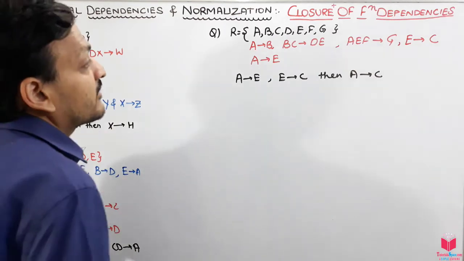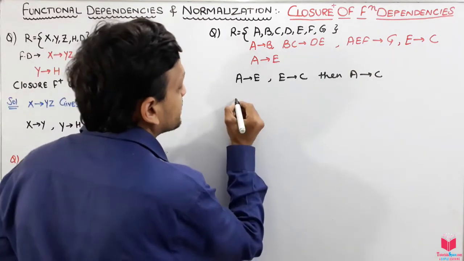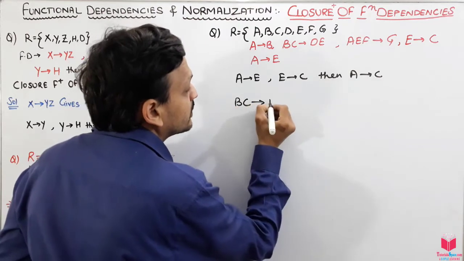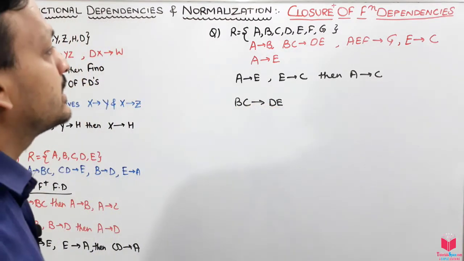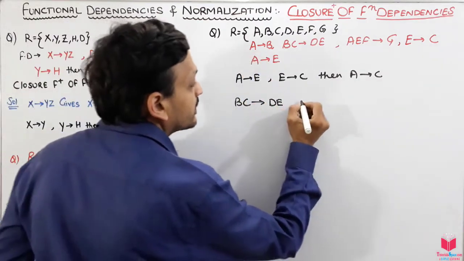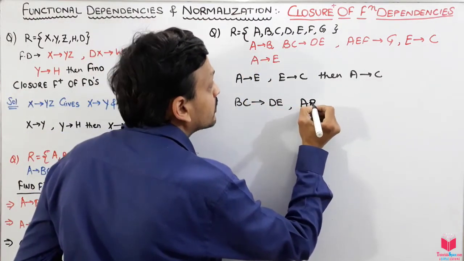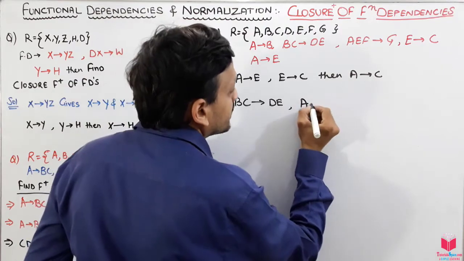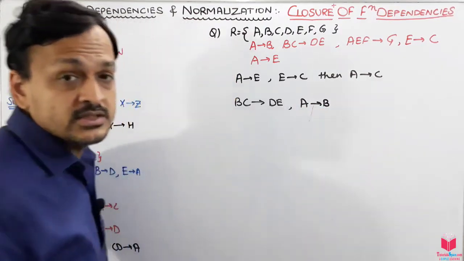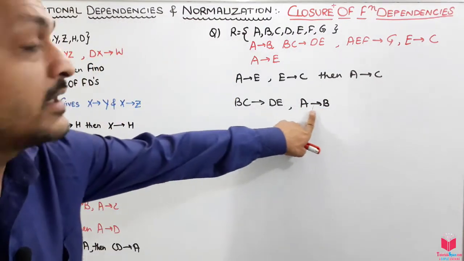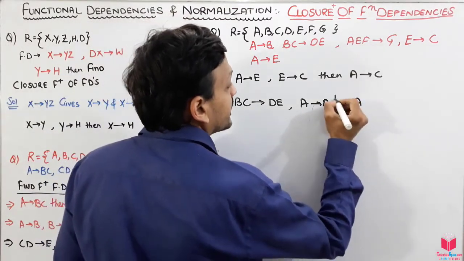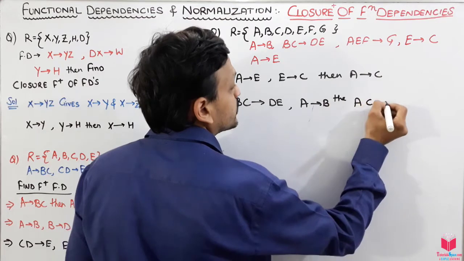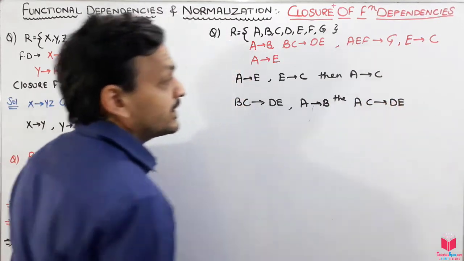Okay guys, after that we have this one. Let's see, if we have given BC to DE. Okay, from BC to D we have found that, let's see if we have B to C and A to, okay, sorry, A to B. Okay guys, so we can replace B with the A here. So where can it be then A, C to D, E.